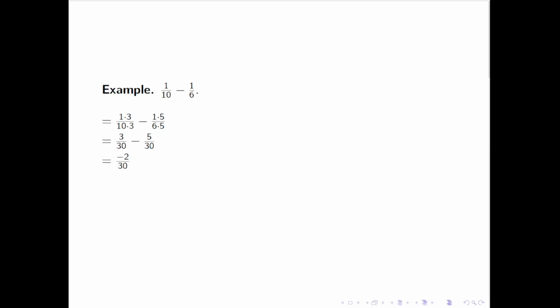Now that we have the same denominator, we only subtract numerators. Since 3 minus 5 is negative 2, our single fraction is negative 2 over 30. We can simplify this fraction by canceling a factor of 2 on top and bottom, leaving us with negative 1 over 15.